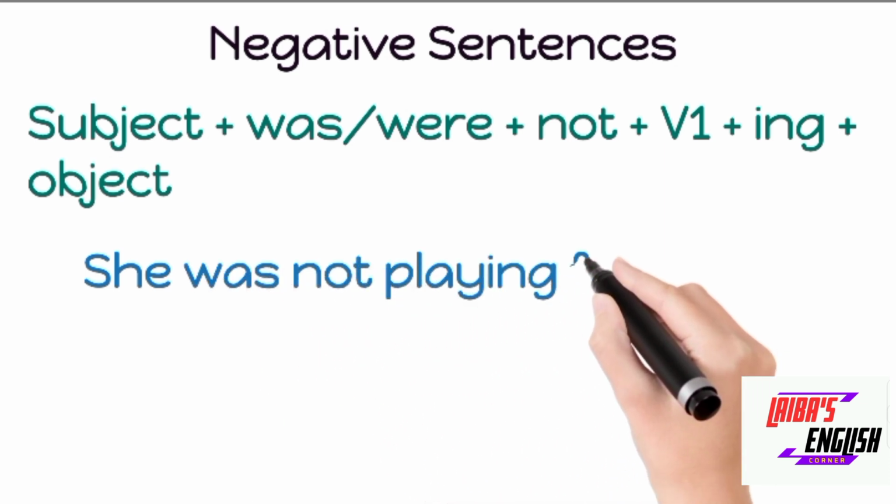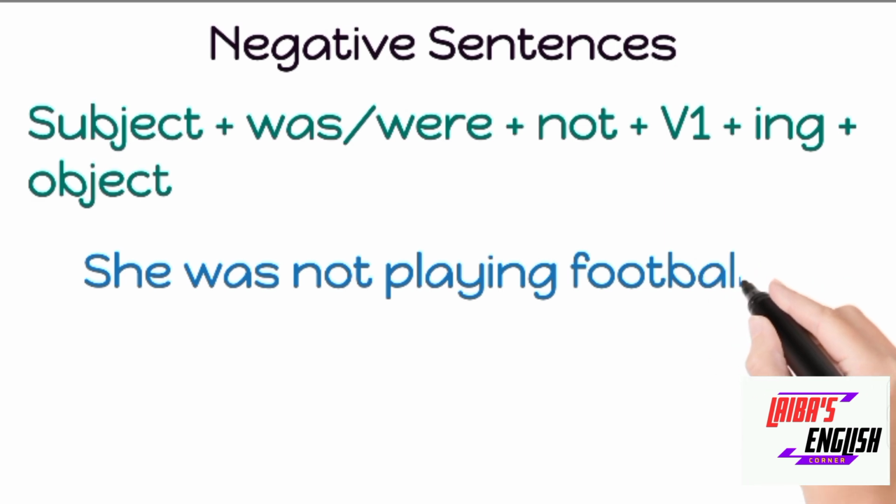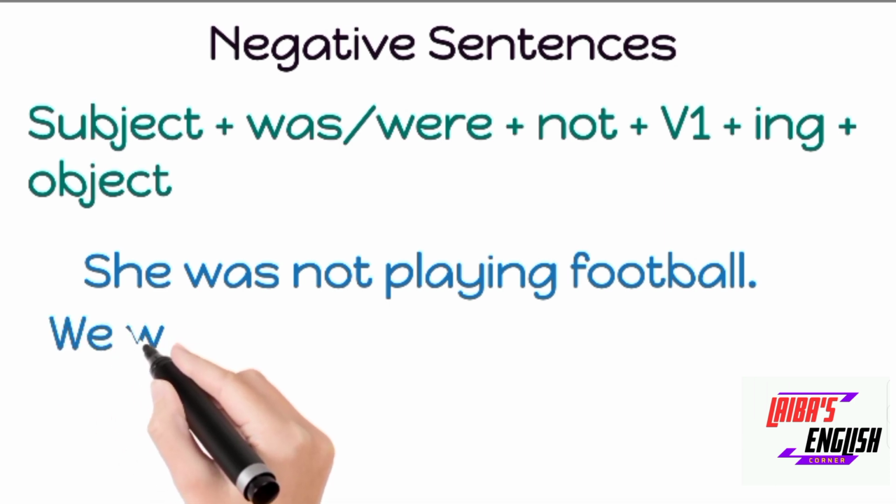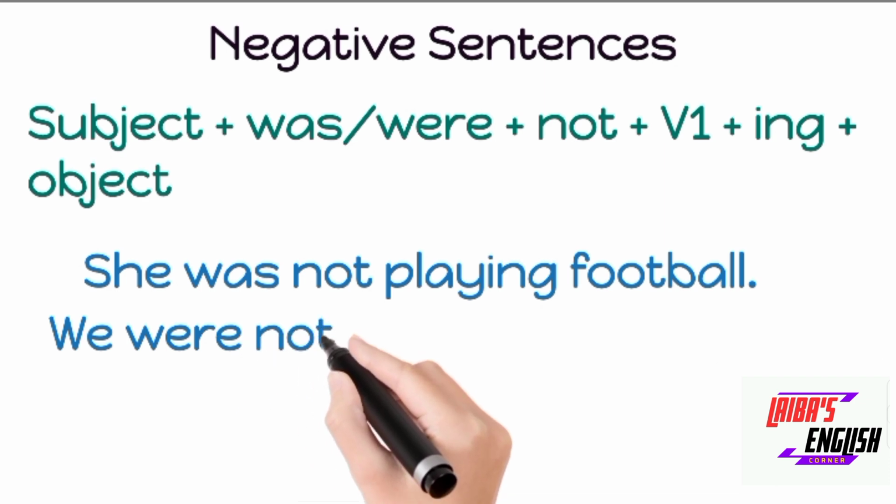Example: she was not playing football. So she is a subject. Was will be used because it is a singular subject. Not will be used because we are making a negative sentence. Play, first form plus ing. Playing football is an object. So this is the proper sentence.